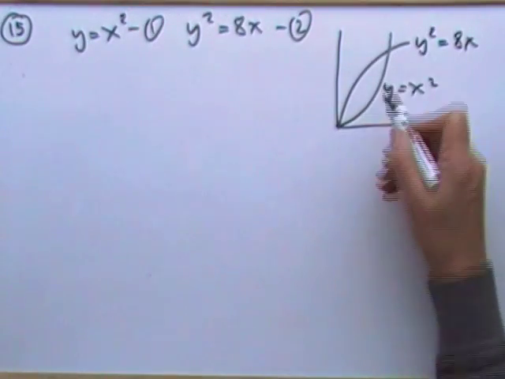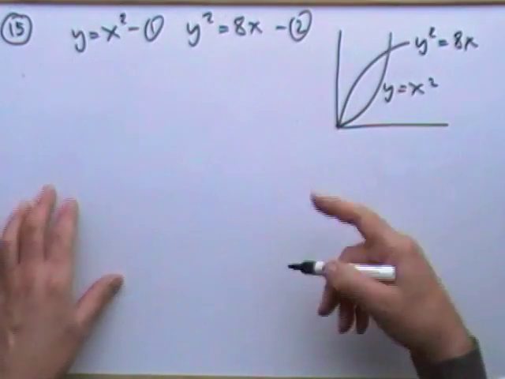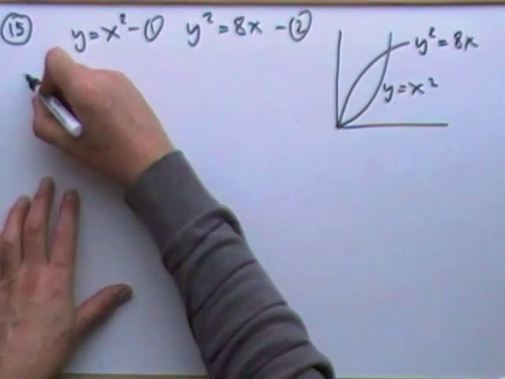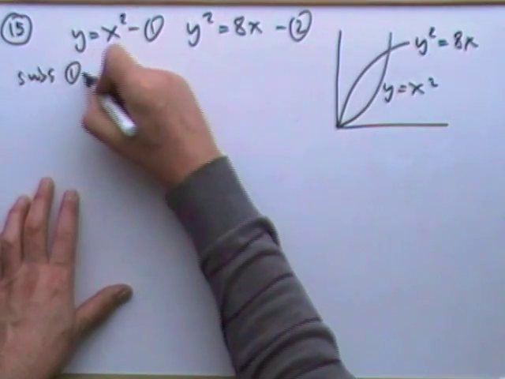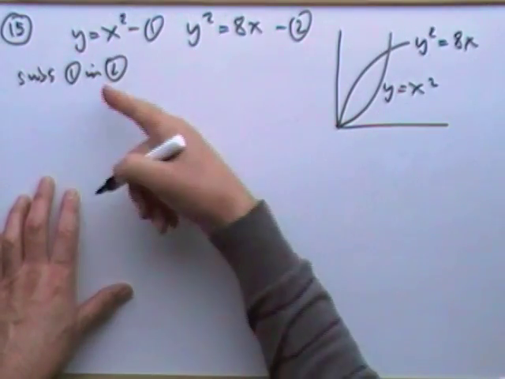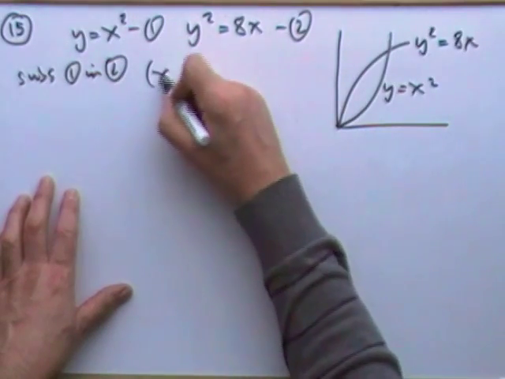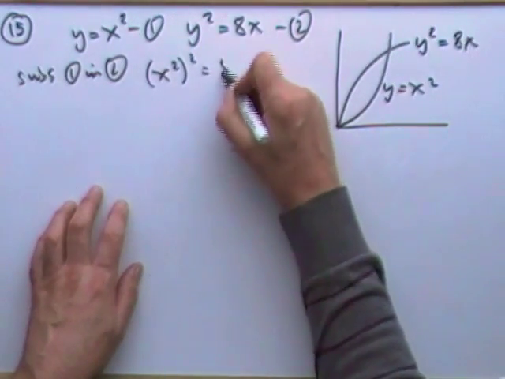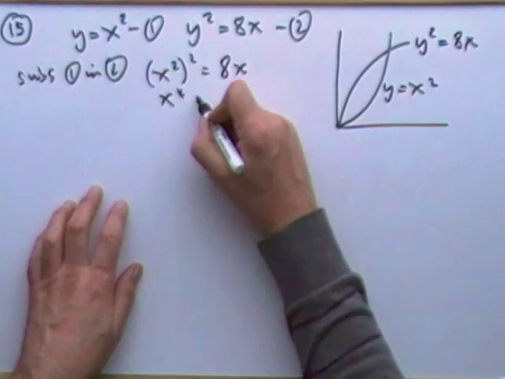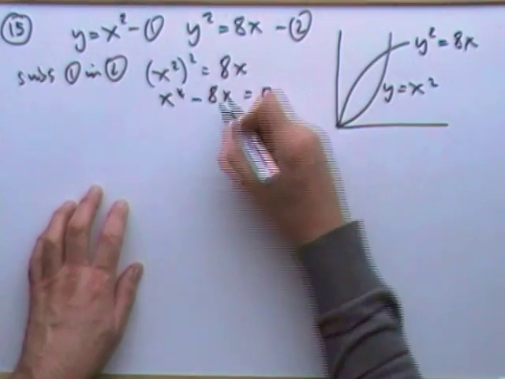Right, I'll need to find the points of intersection to do the integration, and then 4 times it for all 4 bits. So first of all, intersection. So I'll substitute 1 and 2. So that means instead of y, I write x squared. So x squared squared equals 8x. So x to the power 4 minus 8x is 0.